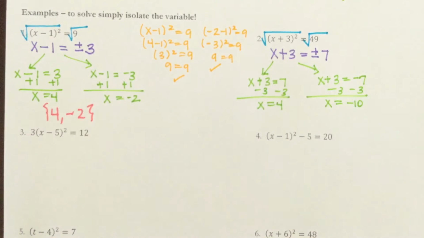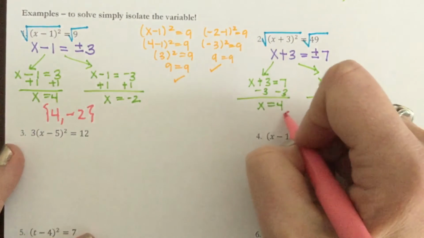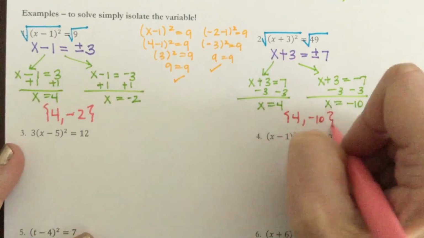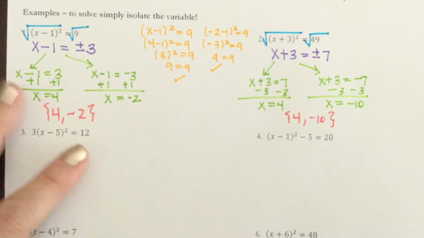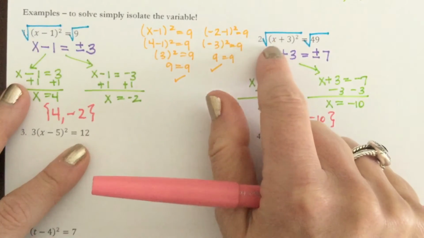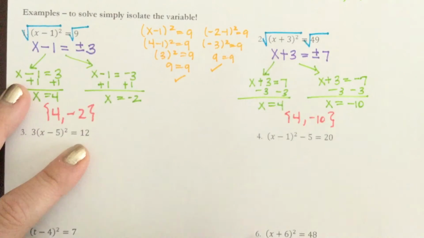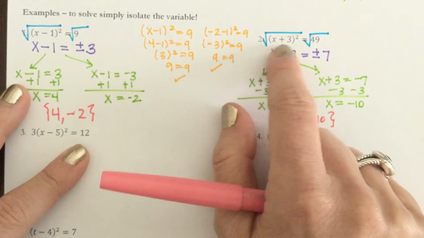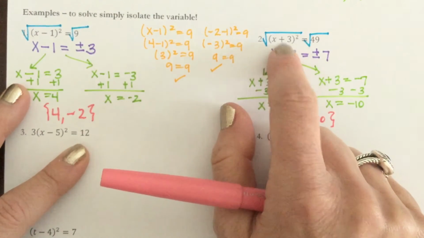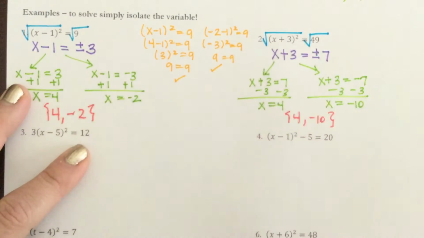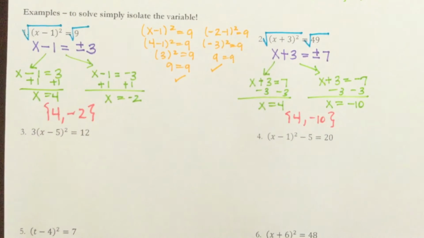We also know that these are the two places that this parabola will cross the x-axis, when x is 4, and again, when x is negative 10. And then just a quick check, 4 plus 3 does make 7. 7 squared is 49. Here, negative 10 plus 3 will give us negative 7. Negative 7 squared will also make 49.